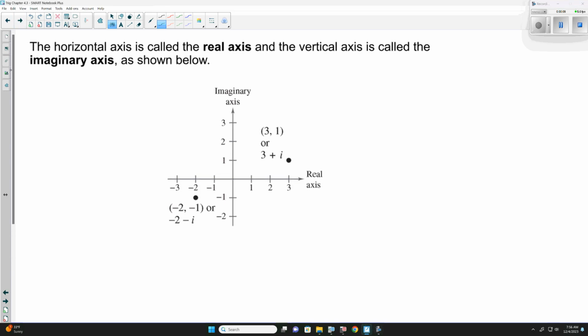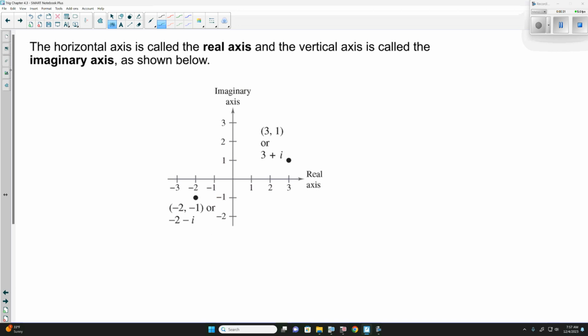So what we're looking at today is, well, we're still looking at complex numbers. But today is going to be somewhat of graphing complex numbers as well as adding and subtracting. Nothing too overly complicated. Now we do have the complex plane, and that's what's shown here.